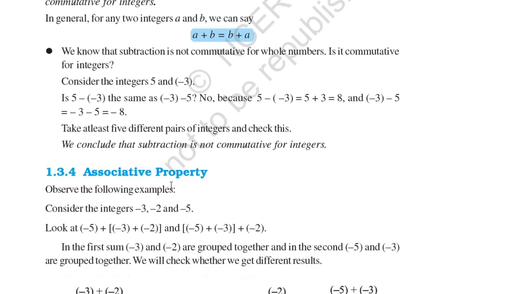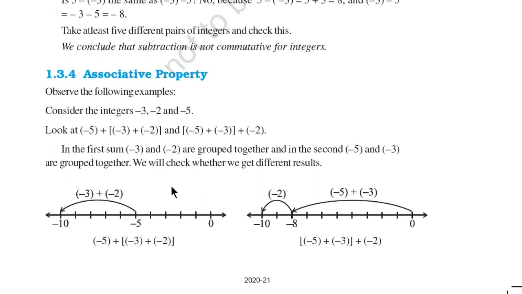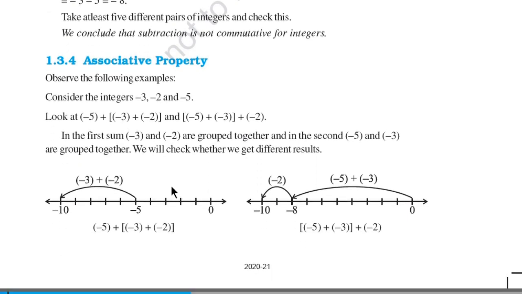1.3.4 Associative property. Observe the following example. Consider the integers -3, -2 and -5. Look at -5 + (-3 + -2) and (-5 + -3) + -2. In the first sum, -3 and -2 are grouped together, and in the second, -5 and -3 are grouped together. We will check whether we get different results.